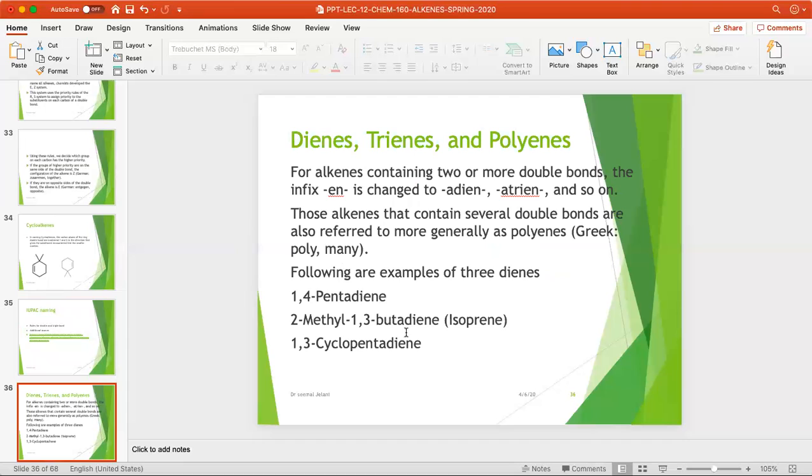Then we go to slide number 36, which gives you the terminologies dienes, trienes, and polyenes. Dienes means two double bonds in the same structure. Trienes means three double bonds, and polyenes means multiple double bonds are present. If there are dienes we add the word diene, and if there are three double bonds we use the word triene. Alkenes that contain several double bonds are also referred to more generally as polyenes. In Greek, poly means many.